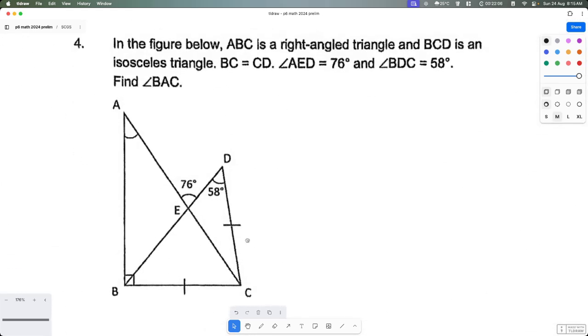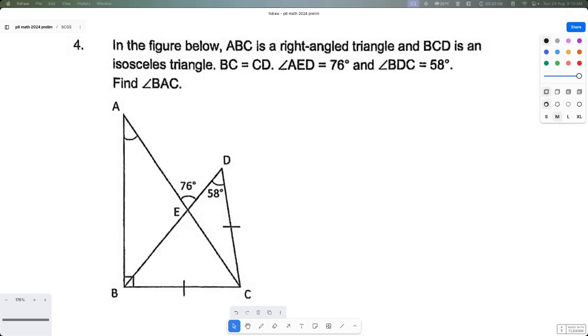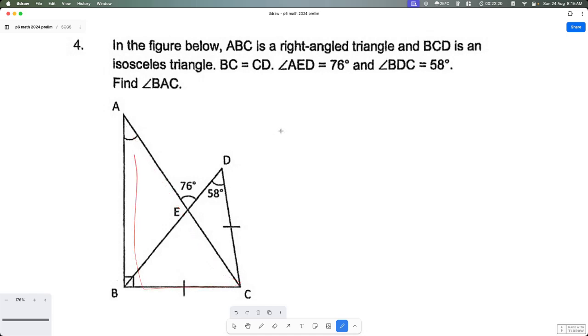Question number 4. In the figure below, ABC is a right angle. You see this is a right-angled triangle. And BCD is an isosceles triangle, so BC is equal to CD. AED is 76 degrees and BDC is 58 degrees. Find BAC.